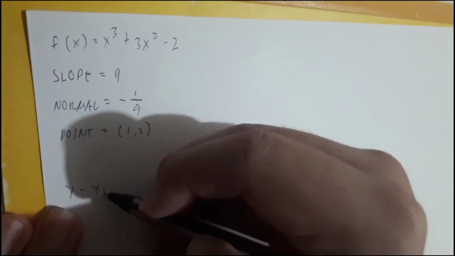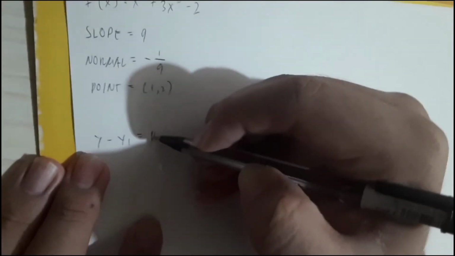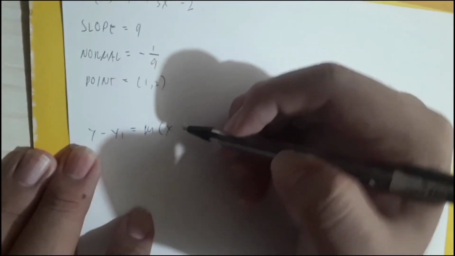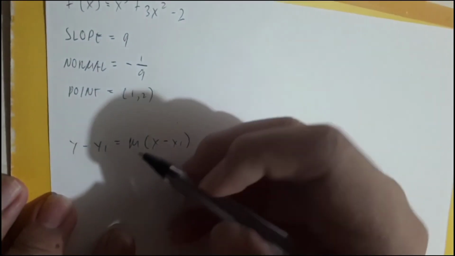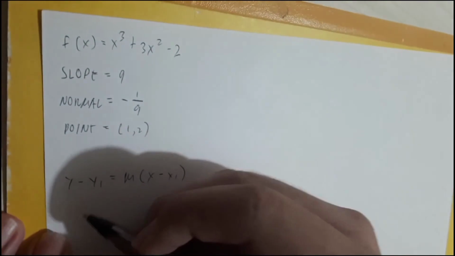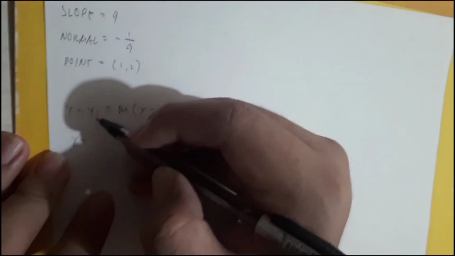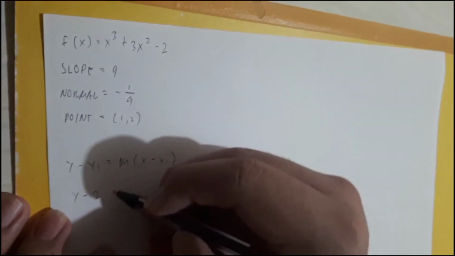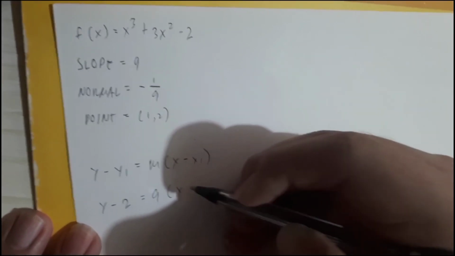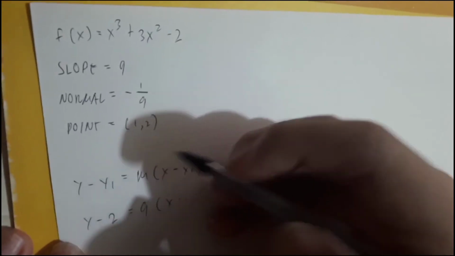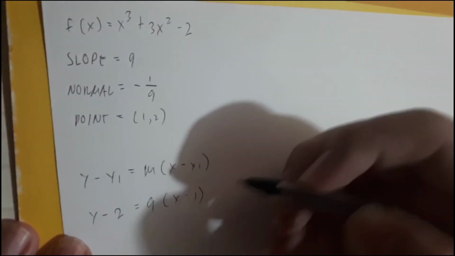y minus y sub 1 equals m times x minus x sub 1. So we will just equate our slope and our point. So y minus y sub 1 is our y, which is 2. m is our slope, which is 9. x minus x sub 1, which is 1, our x.